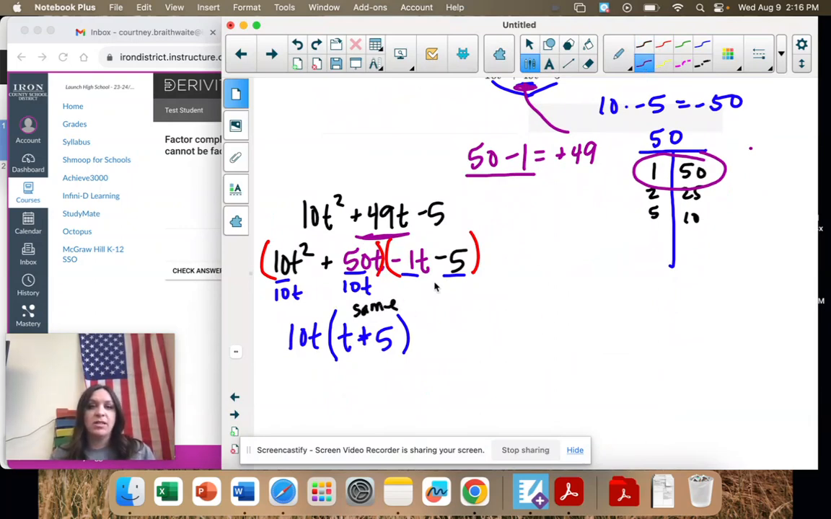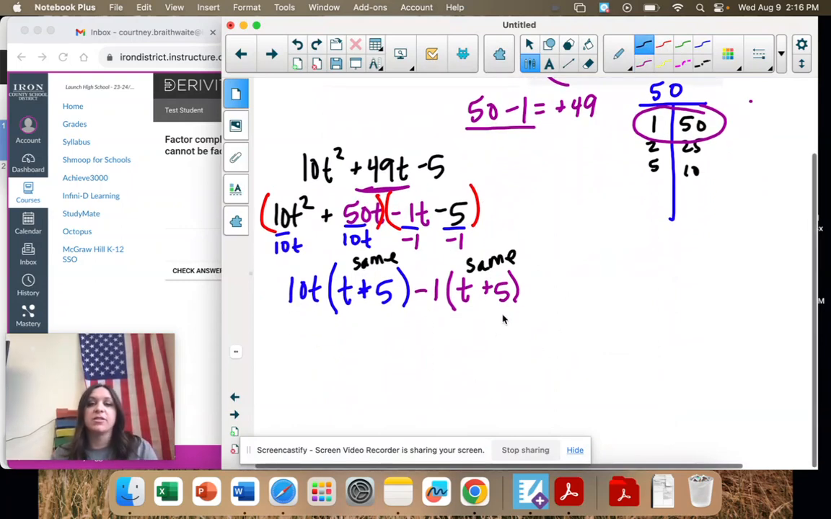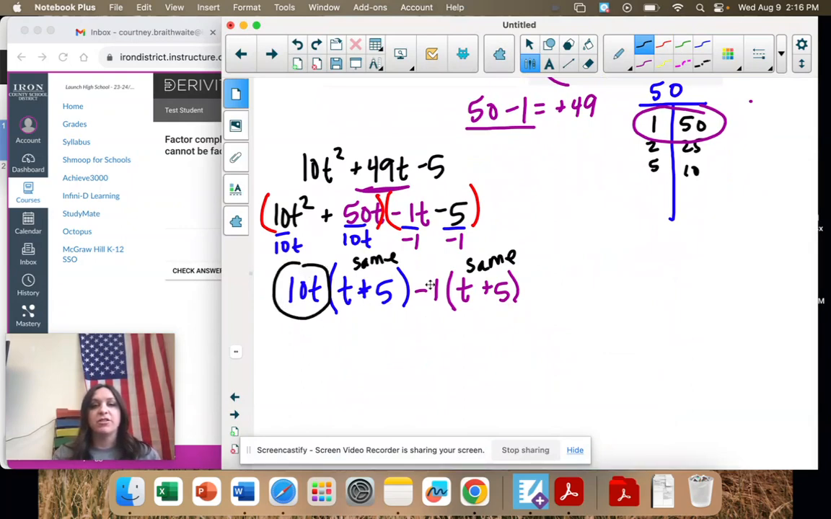So when the leading coefficient's negative, you want to take it out. So -1. And that's going to change our signs to be +5. Because remember, these have to be the same. Those are our factors. So our factors here are 10t minus 1, what we took out, and then the one that's the same we just write once.